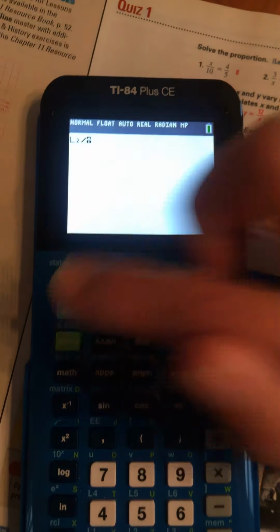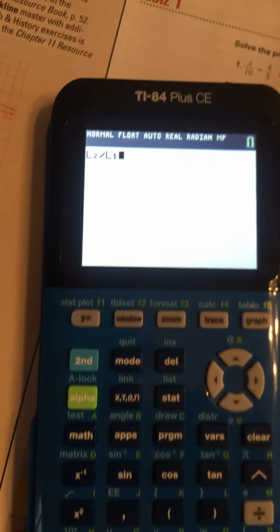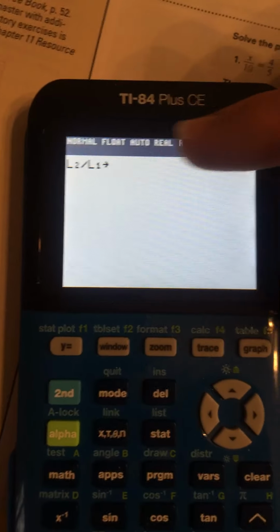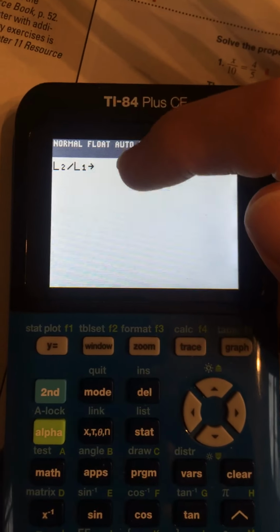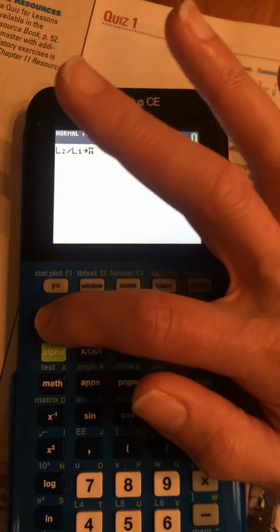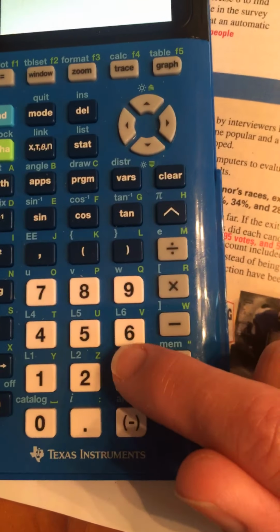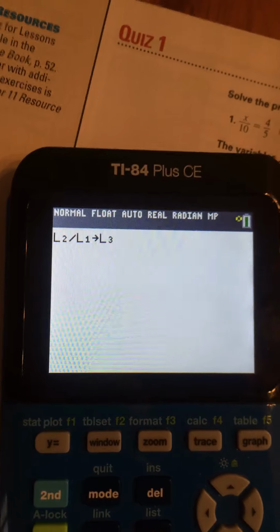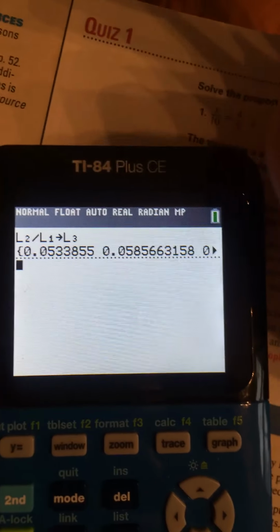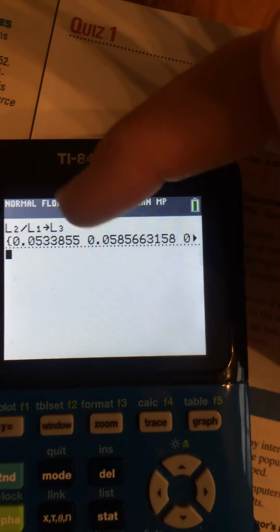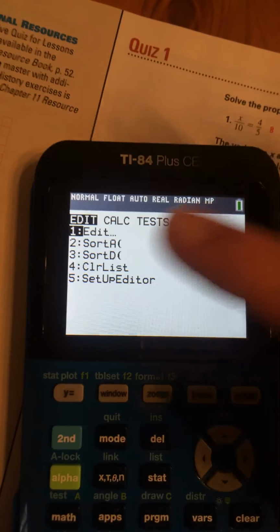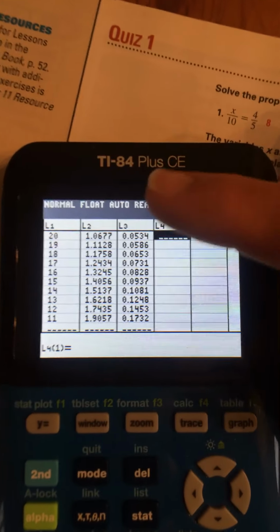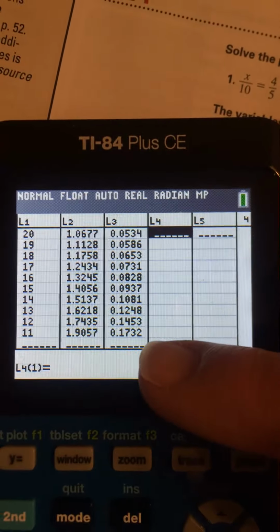There's list 1. Now I want to make this create list 3. And how I do it is that button right there that says stow. It's going to give me an arrow, and it means I'm going to store the answers as list 3. So I do second 3. See that little L3 there? And I hit enter. And then it's telling me the answers that it's putting in list 3. If I go look at stat and I hit enter for edit, there's the answers.